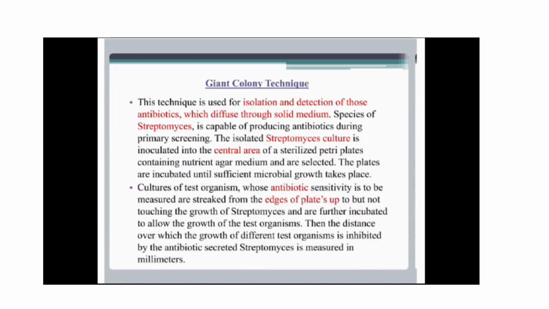The first technique is the Agar plug colony technique. This technique is used for the isolation and detection of those antibiotics which diffuse through the solid medium, for example from Streptomyces. The isolated Streptomyces culture is inoculated into the central area of a sterile plate. The cultures of the test organisms whose antibiotic sensitivity is to be measured are streaked from the edges towards the center. Then the distance over which the growth of the different test organisms is inhibited by the antibiotic secreted by Streptomyces is measured in millimeters.